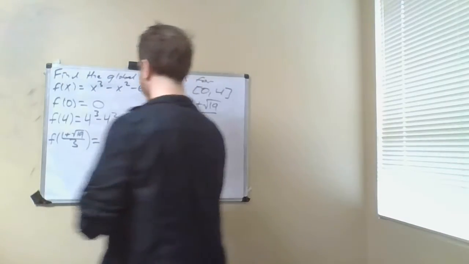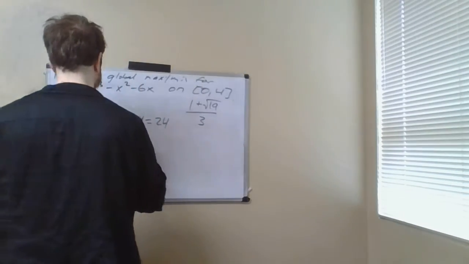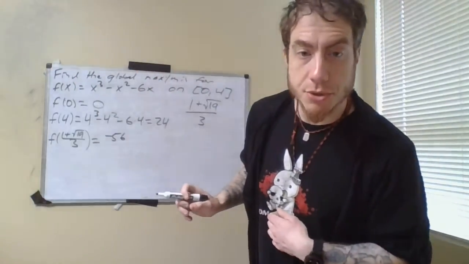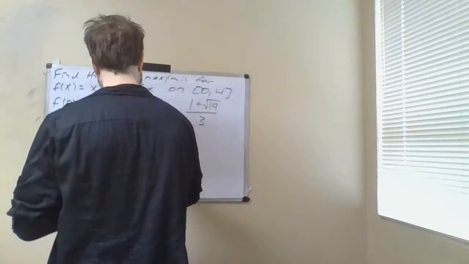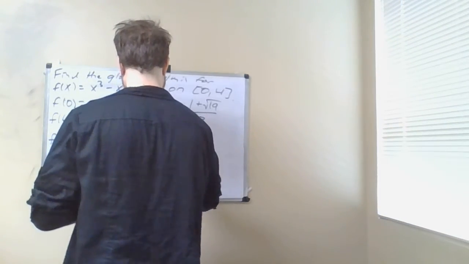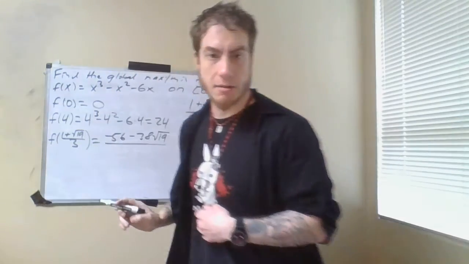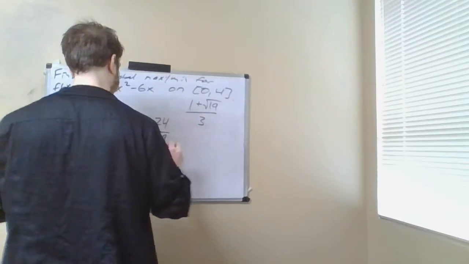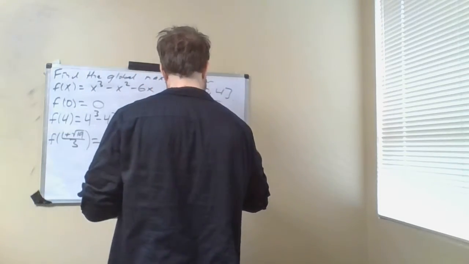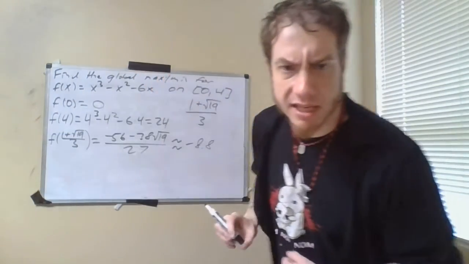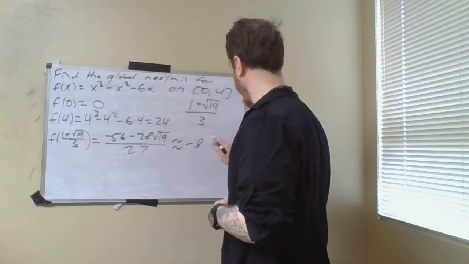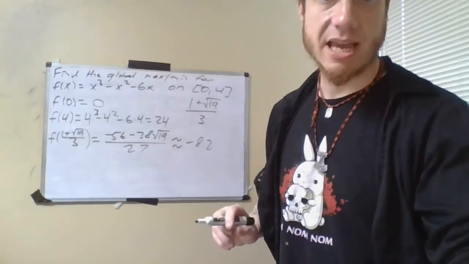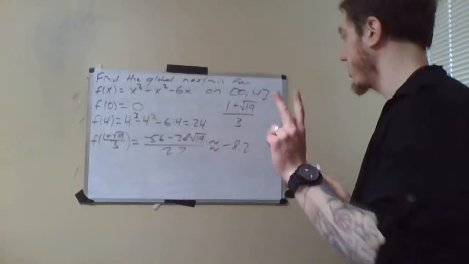It comes out to be negative 56 minus 38 times the square root of 19, all divided by 27. Now, this is approximately negative 8.8. Wait, 8.8? No, I'm sorry, 8.2. I can't read. Well, I can read. I can't remember what I've read for 2 seconds, apparently.